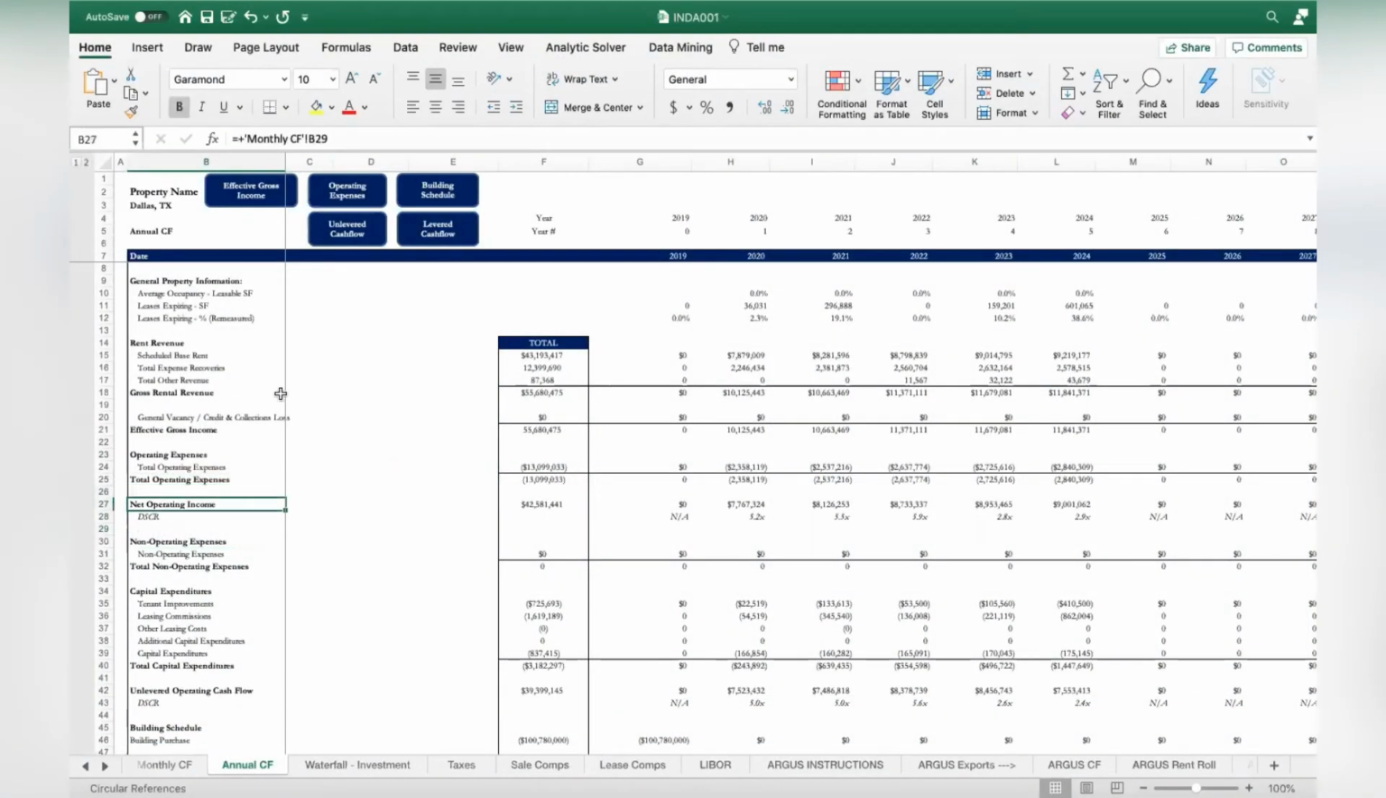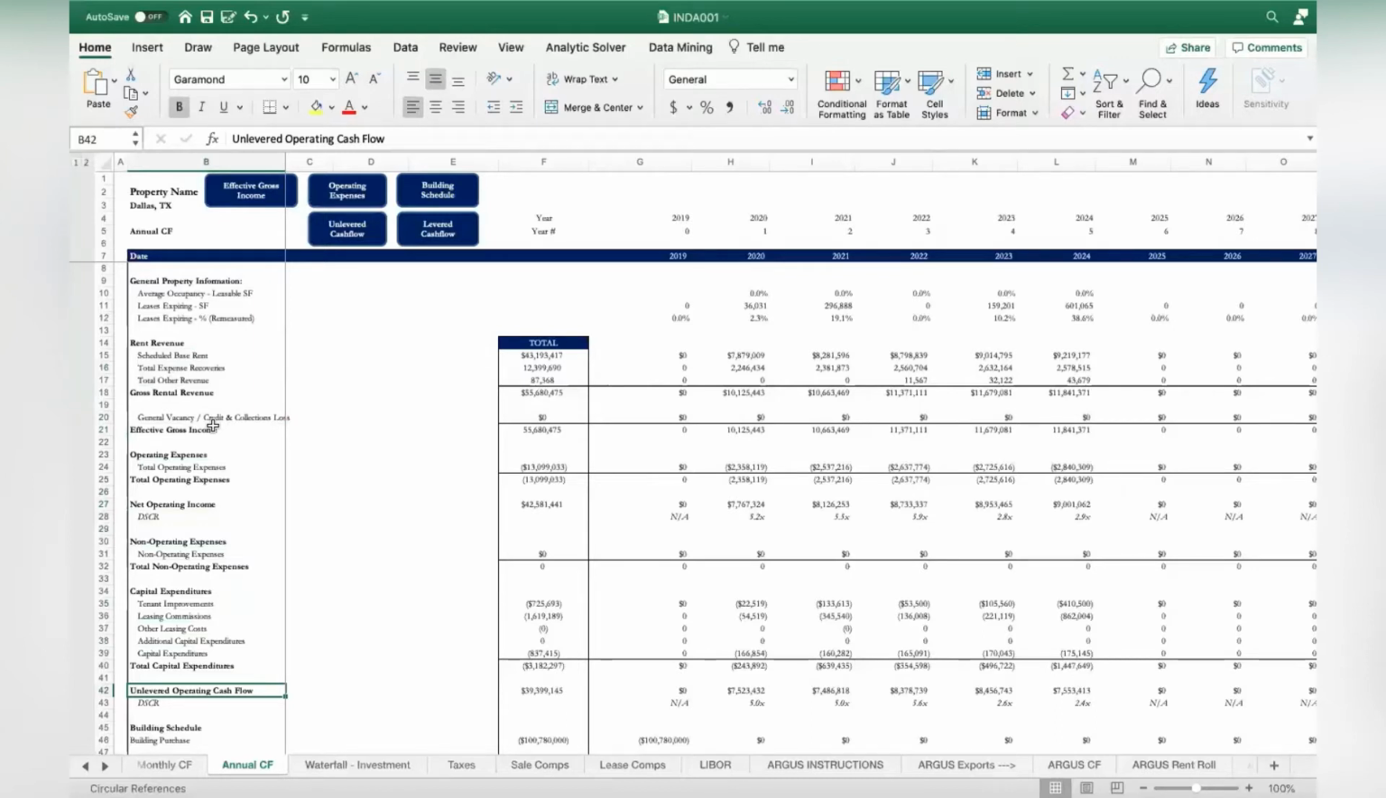As we can see here, we have rent revenue or gross rental revenue after all of these additions. If we subtract general vacancy and credit and collection loss, we have effective gross income. And then comes the operating expenses, which are subtracted to derive net operating income. In addition to this, we will subtract non-operating expenses and capital expenditures to eventually derive unlevered operating cash flows.